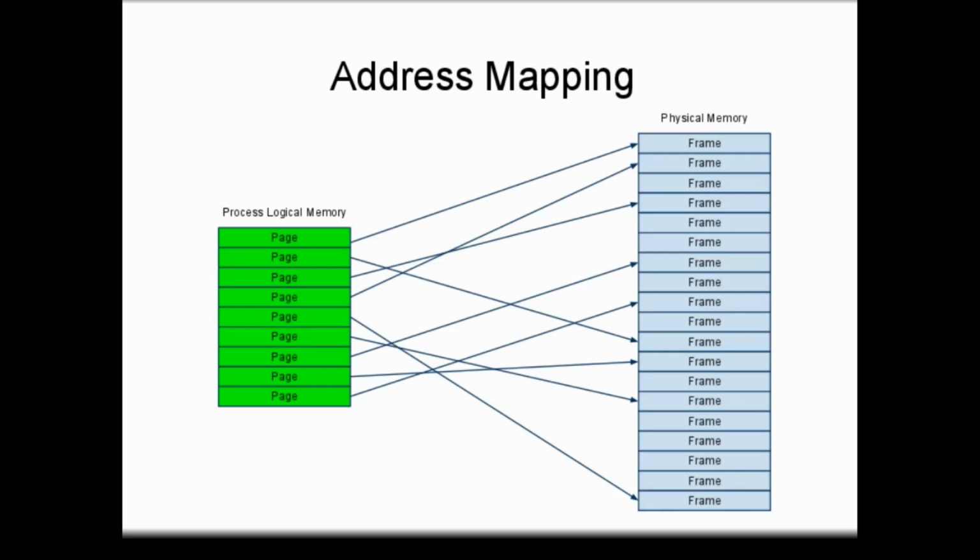Notice that the distinction between a page and a frame is a matter of terminology. A page refers to a block of logical memory, while a frame refers to a block of physical memory. For now, pretend that there is a one-to-one correspondence between logical pages and physical frames. We'll make things more complicated later.